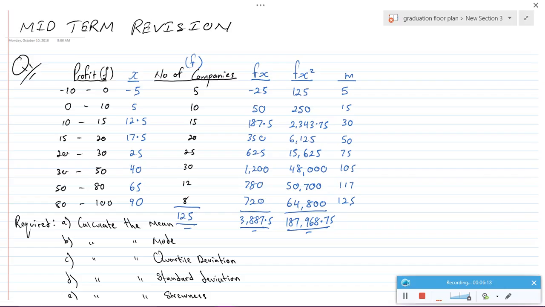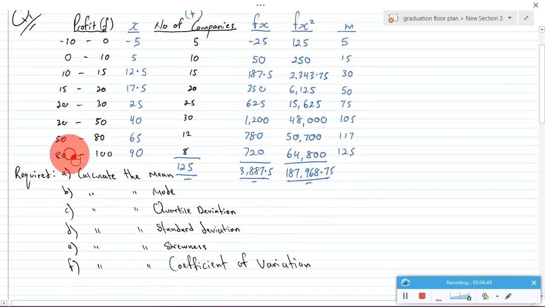The last amount and this amount should be the same, correct? Don't forget. Okay. Now, let's start with the A first.